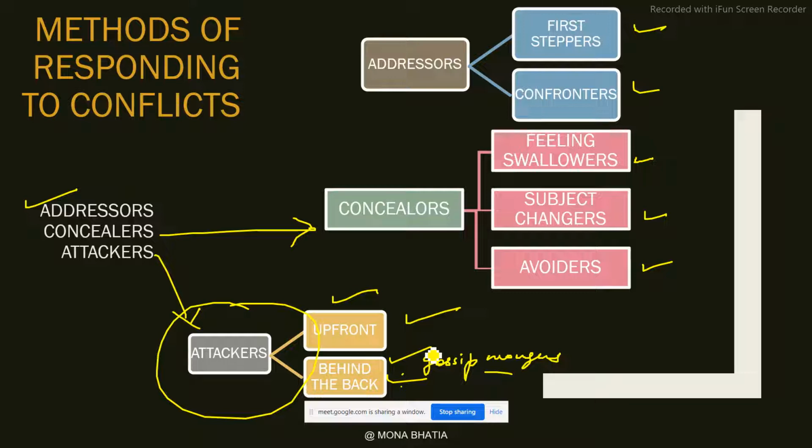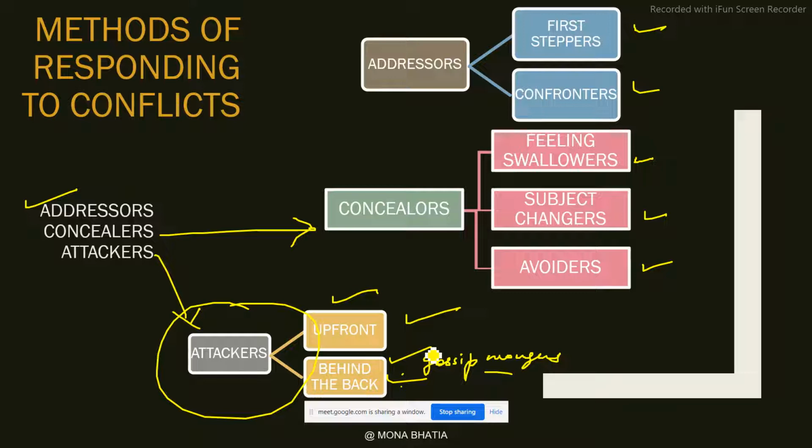Alright? So this was the whole scenario, how to respond to different conflicts. So what should we do? We should rather be the first steppers, and we should also confront. We should not swallow our feelings. For God's sake, never do that, because that is not going to help.